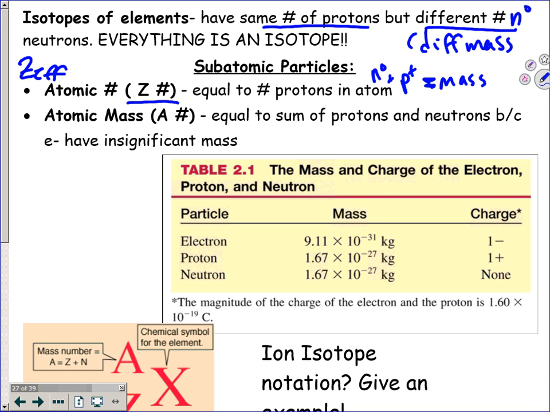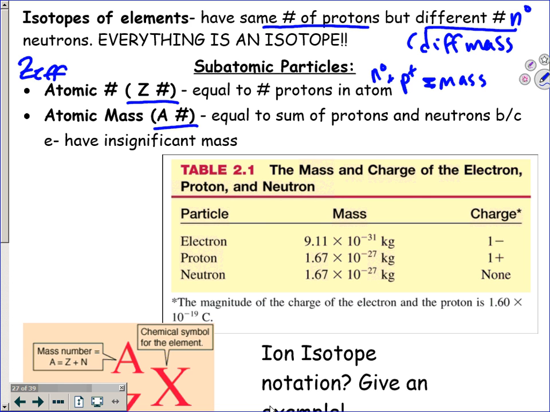Protons and neutrons, but protons are the key player because they're the identity of the element. So the Z number is a play off something called Zeff, or nuclear effective charge. The A number is the total mass, for that individual isotope, which can differ between different isotopes of the same element.